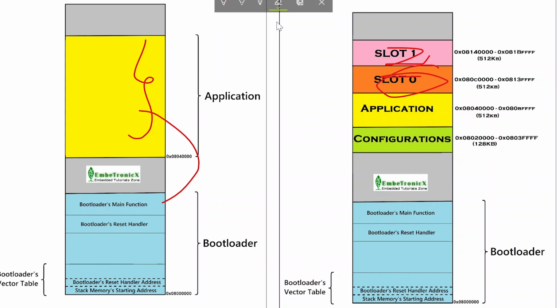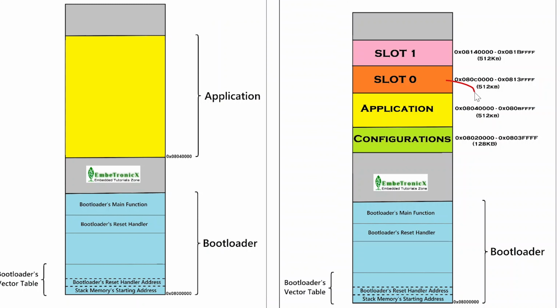Once I have updated any one of the slots, then the bootloader will check the updates in slot 0 or slot 1. If it has found anything, then it will write the new application to the applications area. After that, the bootloader will call the application. This is what we are going to implement today.